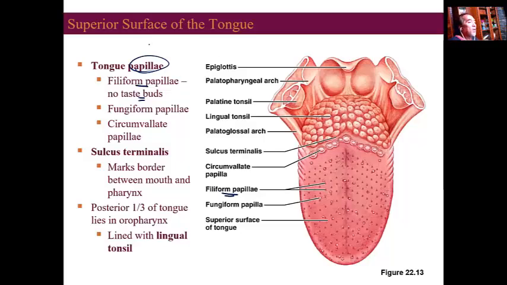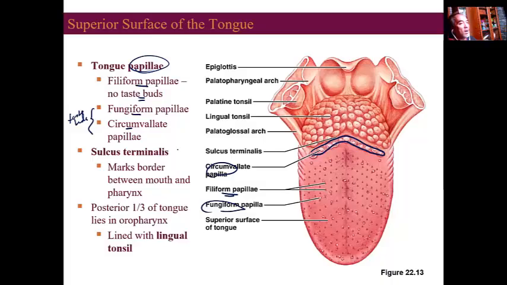Now, the other papillae are going to be the fungiform and circumvallate. These have taste buds. The fungiform is scattered along the entire upper portion of the tongue, and then there are taste buds at the back of the tongue called circumvallate. Circumvallate is located in the back of the tongue, but the fungiform is scattered along the upper portion. And those are your taste buds.